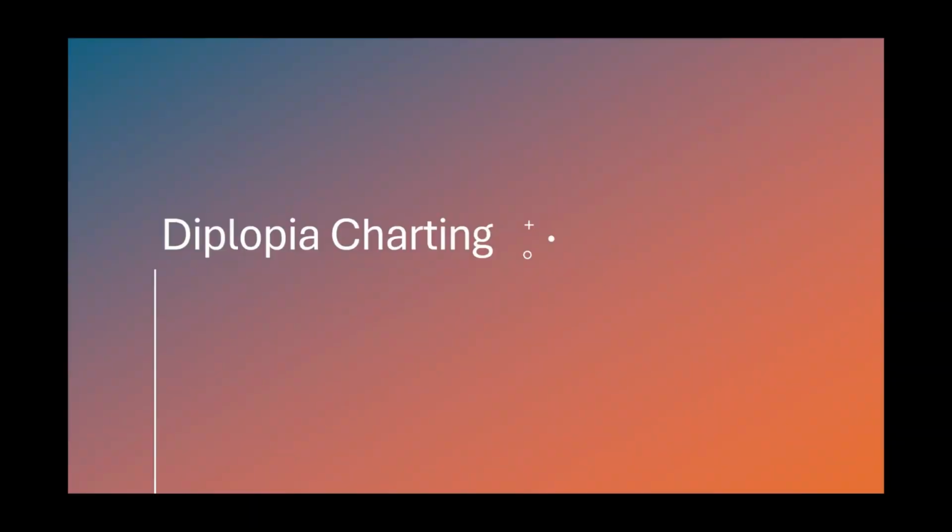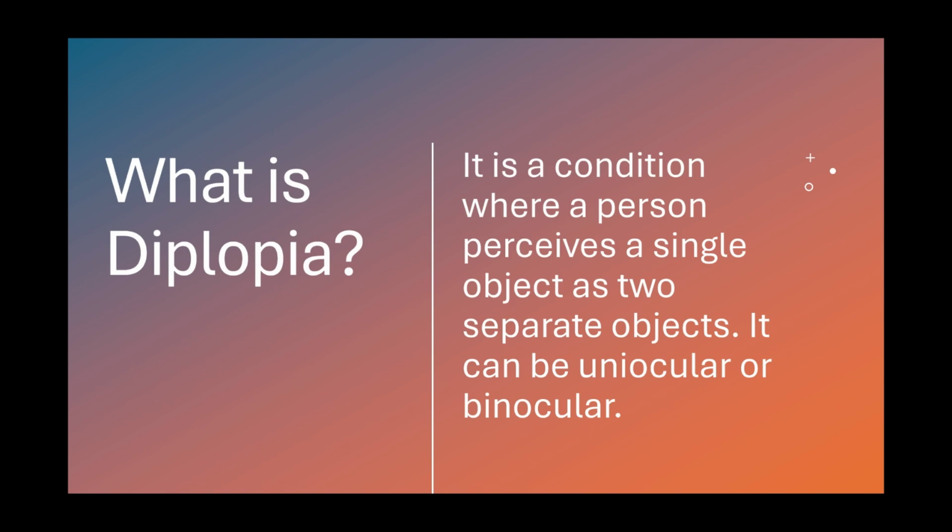Today we are going to learn about diplopia charting. What is diplopia charting, how to do it, and how to interpret the outcome of a diplopia chart. Now, what is diplopia? Diplopia is a condition where a person perceives a single object as two separate objects. It can be uniocular or binocular.